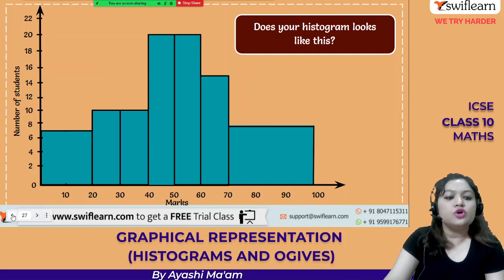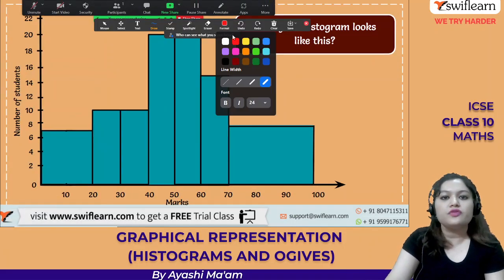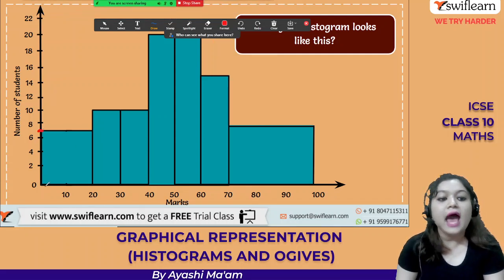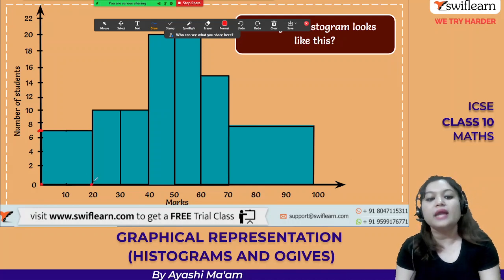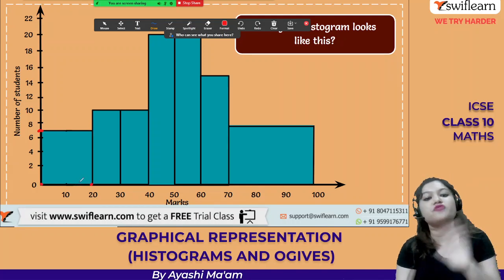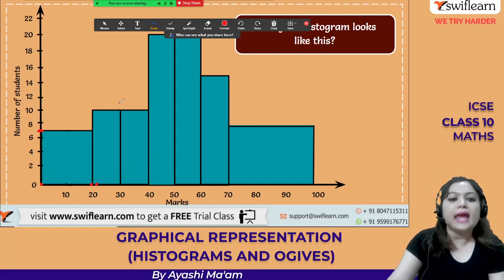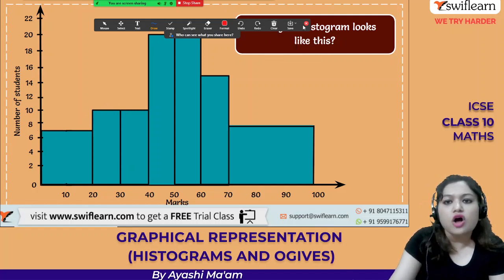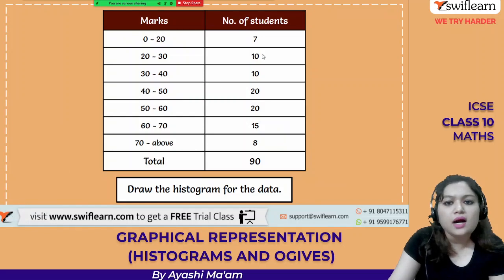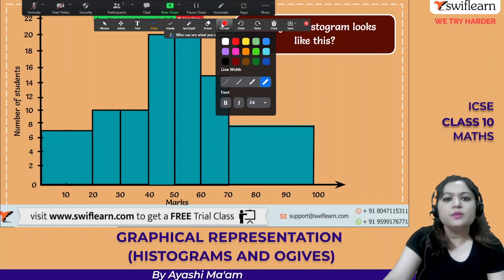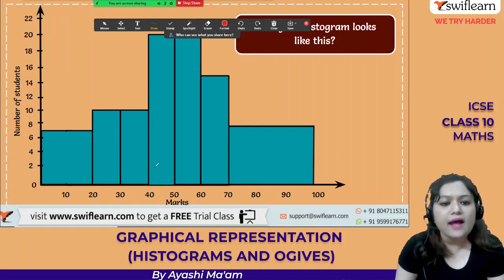From 0 to 20, the frequency was 7. As you can see on the graph, 7 is present between 6 and 8. So here you have 7, and you see it is starting from 0 to 20. That's why there is no break, because we have data starting from 0. That's how they have drawn the rectangle. Again 20 to 30, it is I think 10. That's why they have again drawn the rectangle. Exactly, so they have simply followed the chart and drawn it.